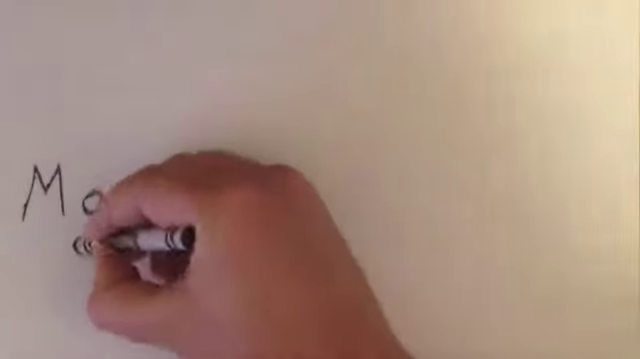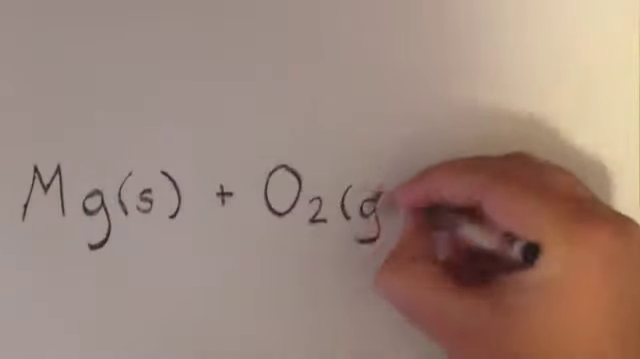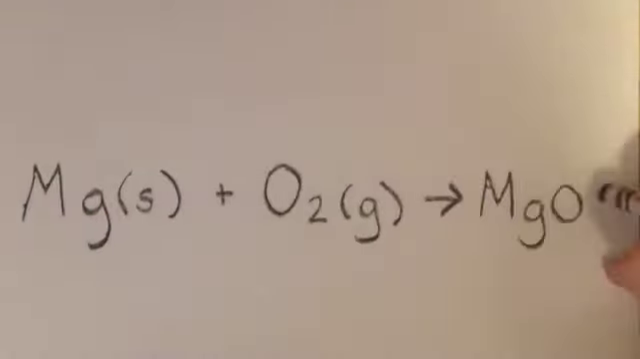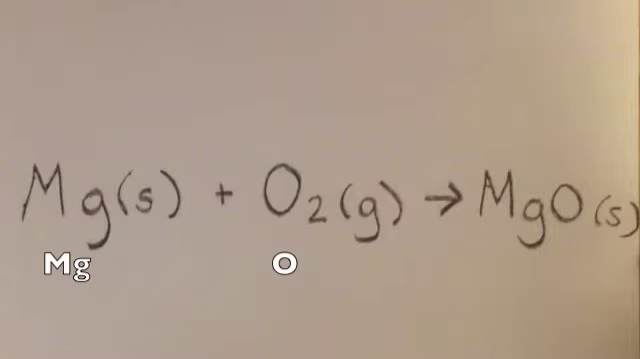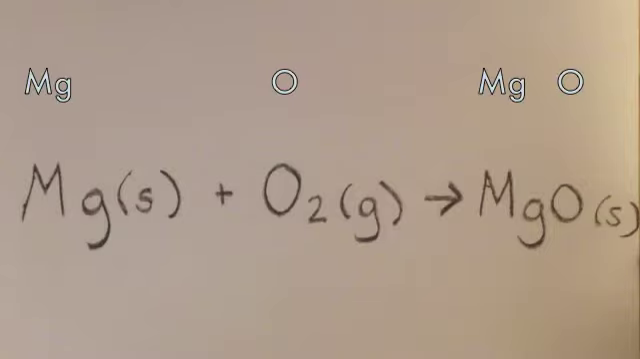Is this equation balanced? The answer is no. If we count the number of atoms of magnesium and oxygen on the reactant side, they should equal the number of atoms of magnesium and oxygen on the product side.